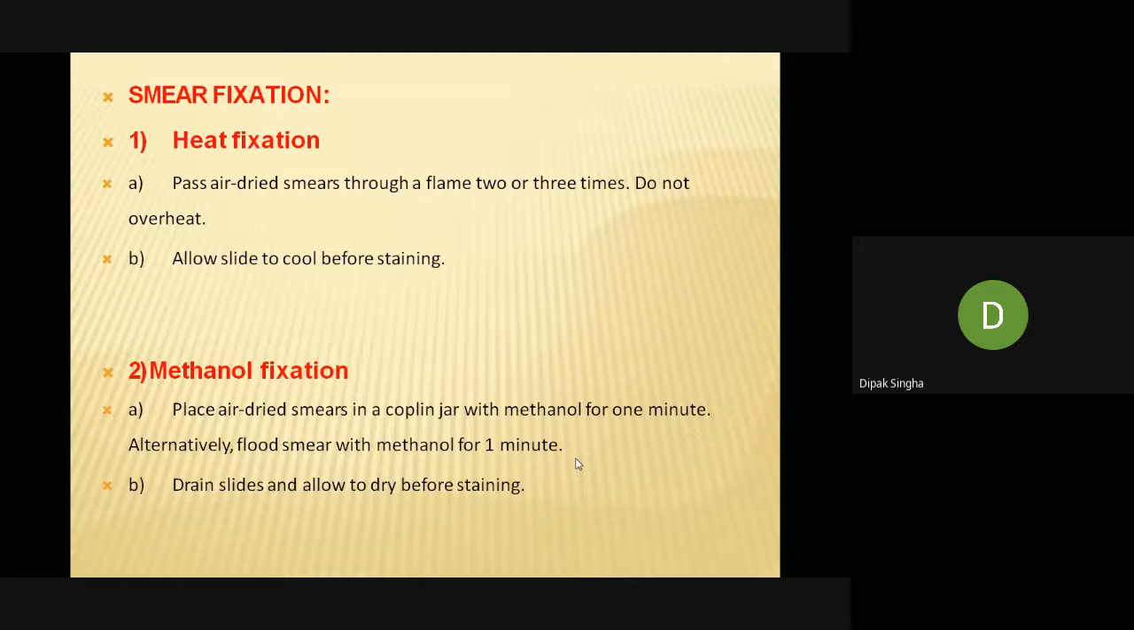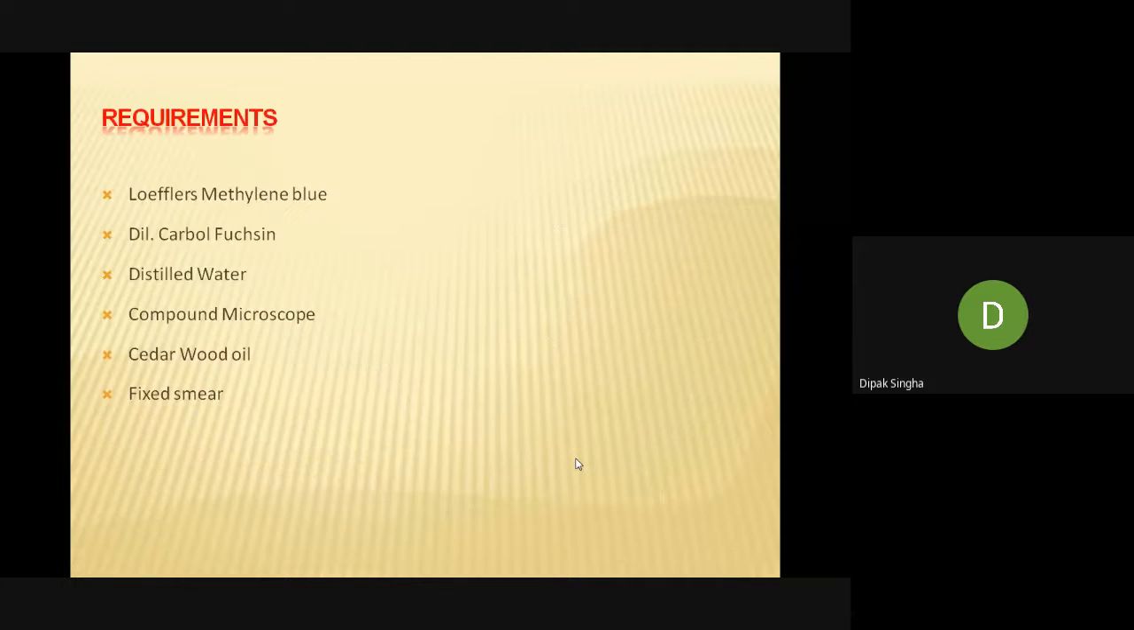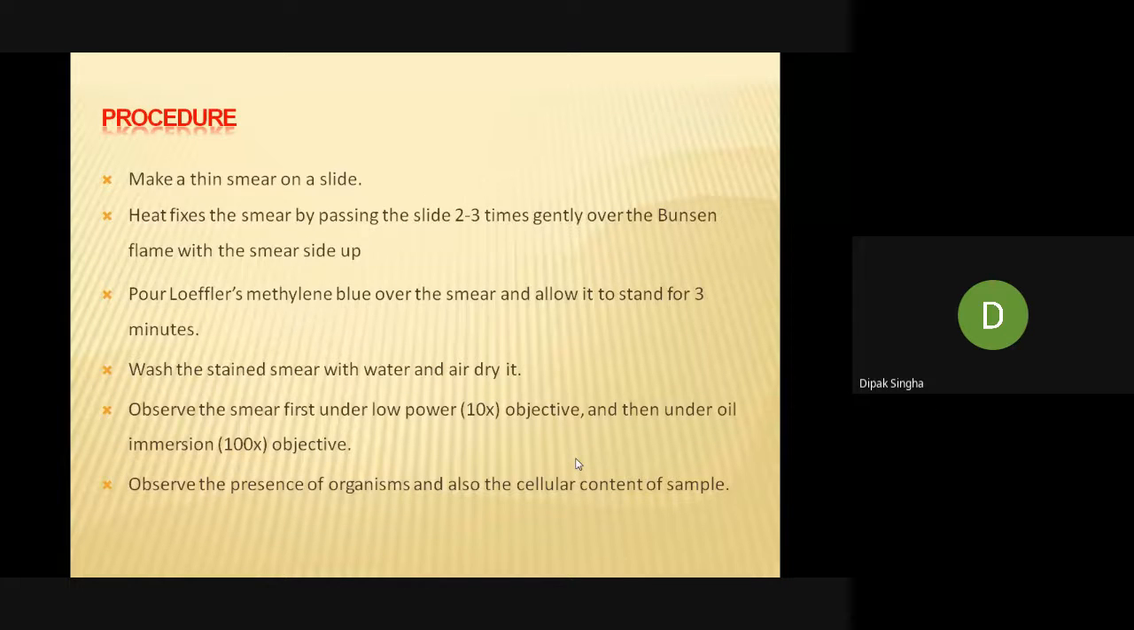Next, this is the simplest method of staining. Procedure: make a thin smear on the slide, heat fix the smear by passing the slide 2 to 3 times gently over the Bunsen flame, and pour Loeffler's methylene blue over the smear. Allow it to stand for 3 minutes, wash the stained smear with water and air dry. Observe the smear first under the low power microscope, 10x objective, and then under the oil immersion objective.